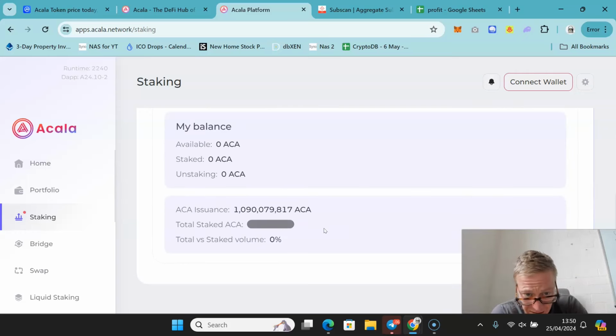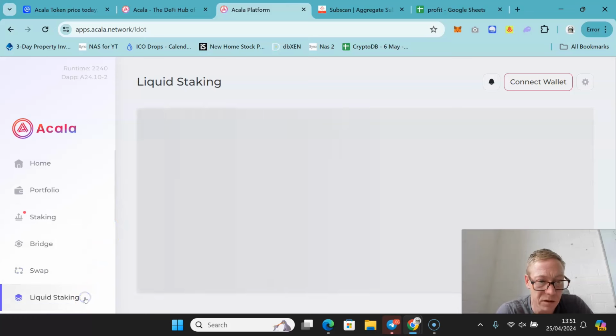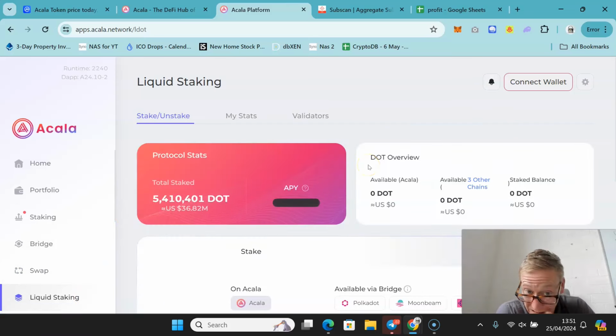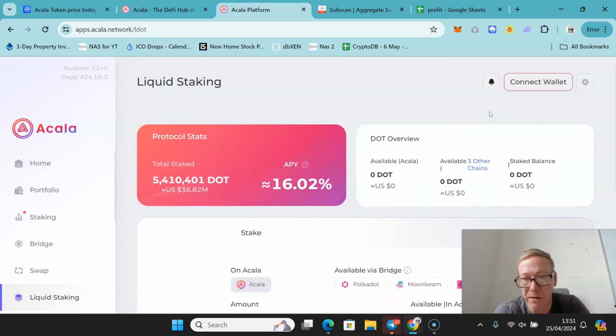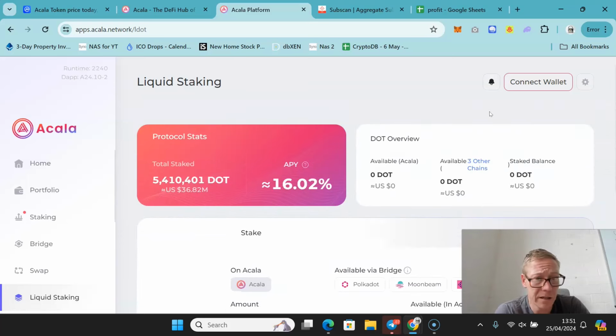Does it change anything? No, it doesn't. Okay, fine. Swap features are fine, easy, you'll have used these swap features before. Liquid staking wise, you can liquid stake Polkadot on Acala. Gives you about 16% APY, which is pretty good. Not going to whinge at that, are you?